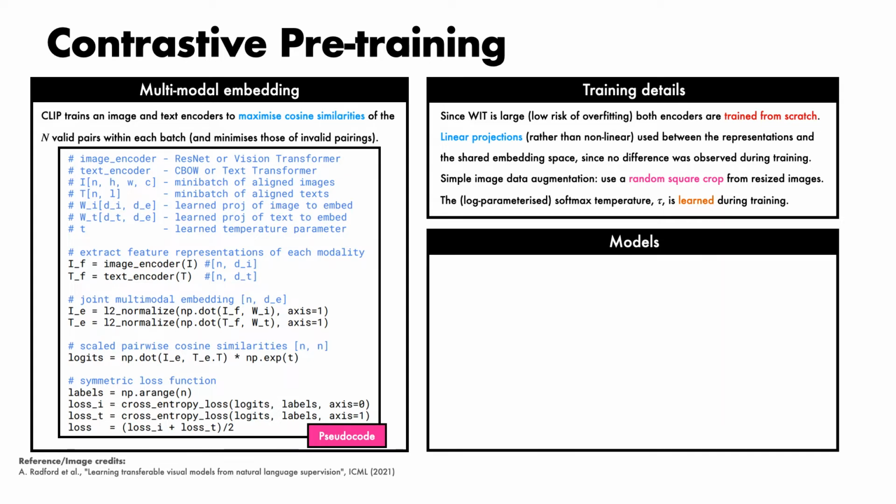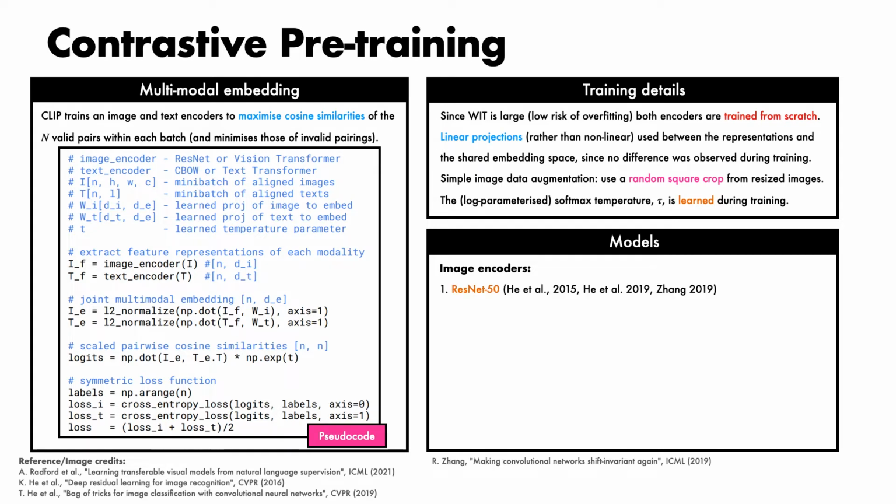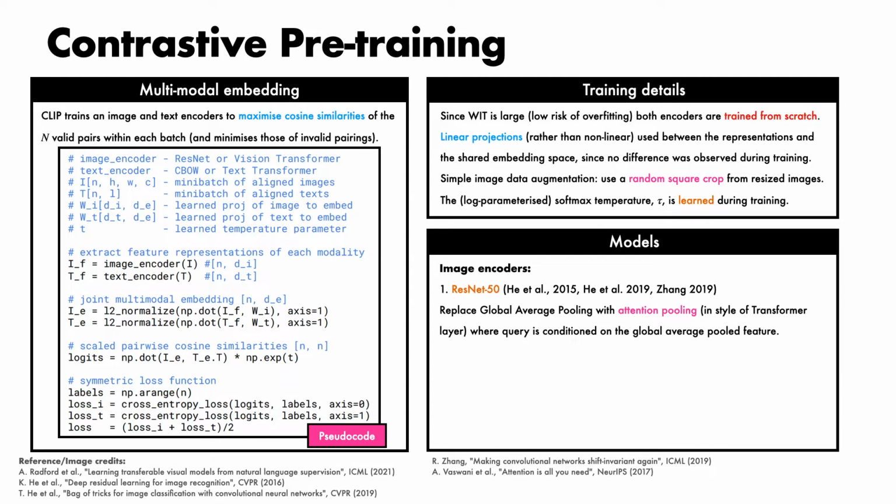In terms of models, 2 image encoders were considered. The first was a ResNet 50 backbone, incorporating some adjustments from later works to fix strides and anti-aliased pooling. The global average pooling layer is replaced with an attention pooling mechanism in the style of a transformer multi-headed query key value layer whose query is conditioned on the global average pooled feature. The second image encoder considered in this work is a vision transformer, largely following the original architecture, but with an additional layer norm before patch and position embeddings are fed to the transformer.